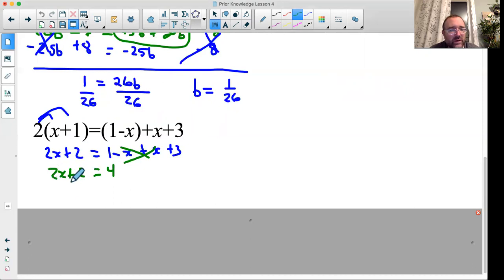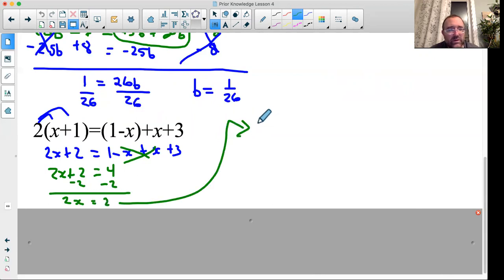Okay, so you want to isolate the x on the left hand side. So what we're going to have here now is 2x equals 2. And now we want to divide by 2 on both sides. We get x equals 1.